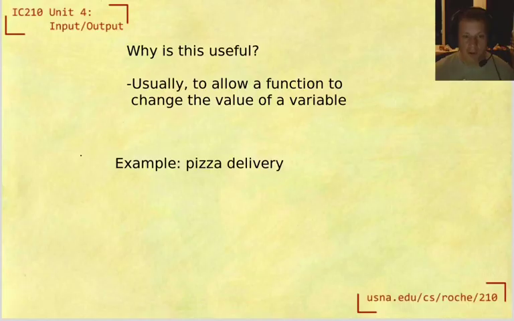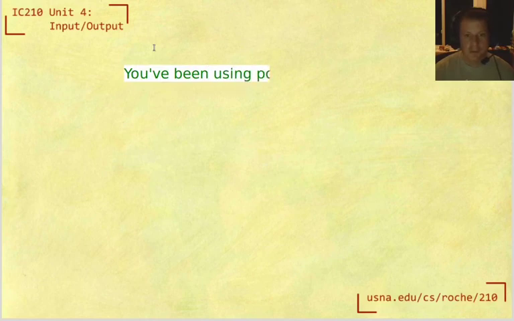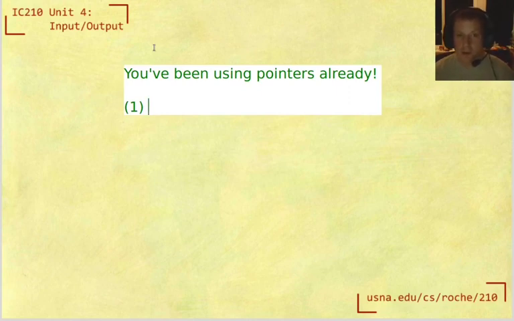Like I said, the most time when they're going to be useful for us for now is when we call functions. Last thing to mention is that you already have been using pointers a little bit. This is outlined in the notes, of course, but you've been using pointers already in two situations. The first, and this is also towards our goal of not needing to use IC210.h.